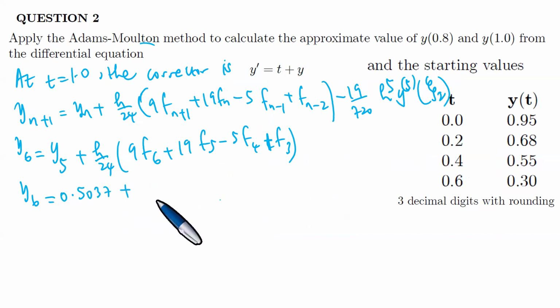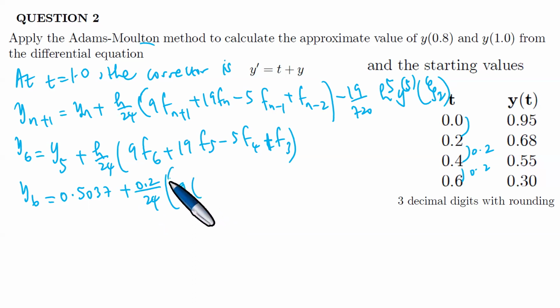0.5037. h is the difference between the t values, 0.2. In terms of the subsequent one minus the previous, like 0.6 minus 0.4 giving us 0.2, 0.4 minus 0.2 giving us 0.2. At this point, we have exactly 0.2. Divide everything by 24. Why 24? Because that is the formula for the corrector in the Adams-Moulton method.